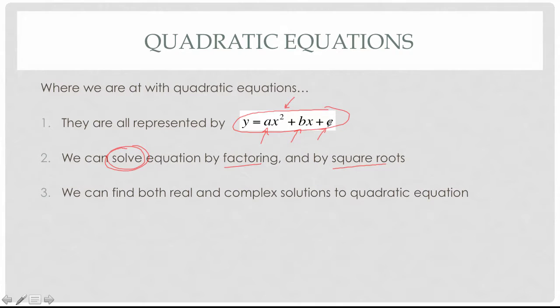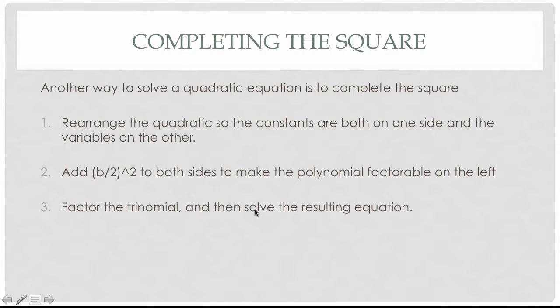Factoring lets us split it up into two binomials. Square root is one way of undoing squares. And then last week we talked a lot about how when we solve quadratic equations, we can have both real and complex solutions, right? Imaginary numbers, real numbers, depending on if we get a negative underneath the square root or not. I'm building on that.